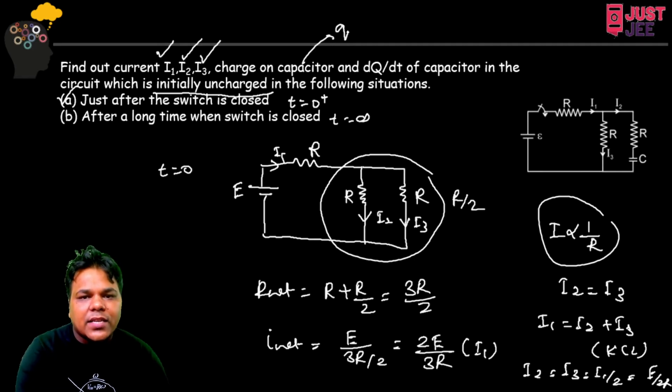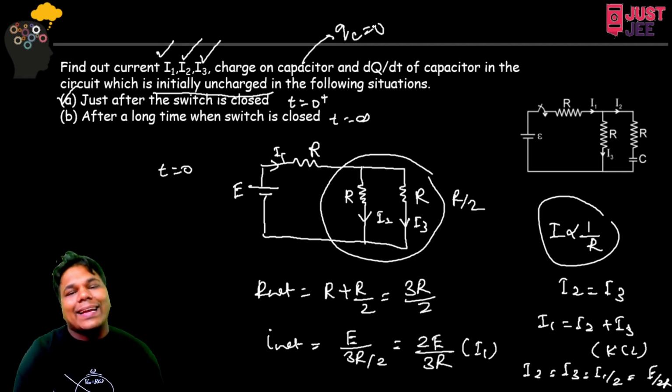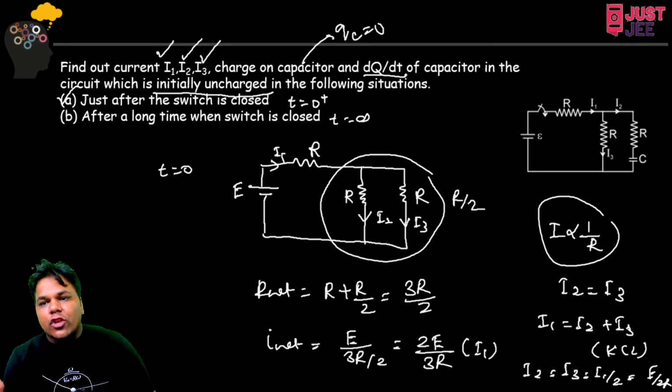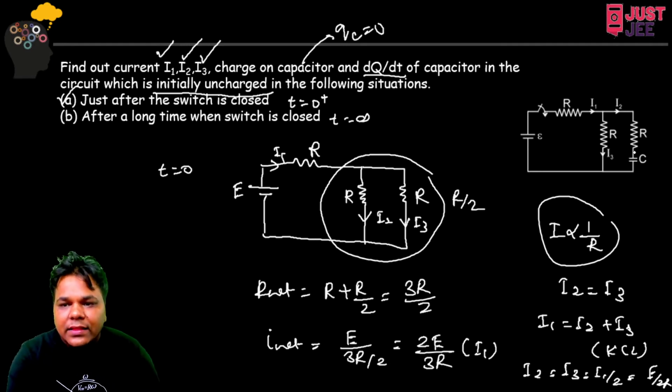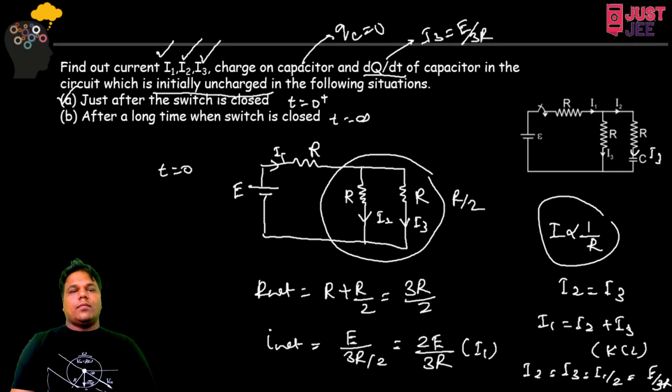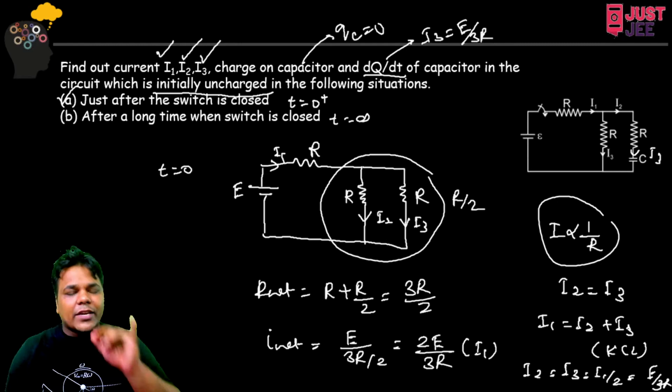Charge on the capacitor is what? 0 at t equal to 0. And what is dq by dt? dq by dt means the rate of flow of charge through the capacitor, which is in this branch, which is what? I3. So dq by dt is I3, which is equal to what? E divided by what? 3R. Not 2R, guys. It is 3R. Got it? Now, coming to the next point.